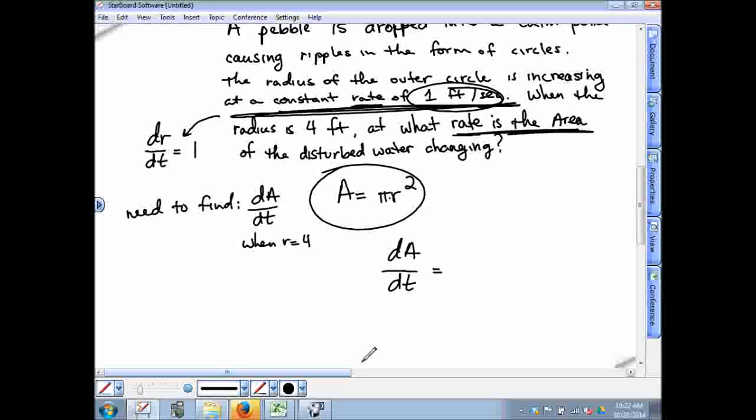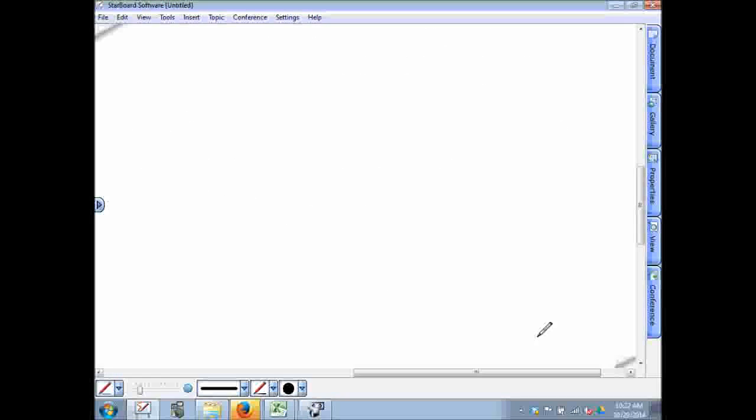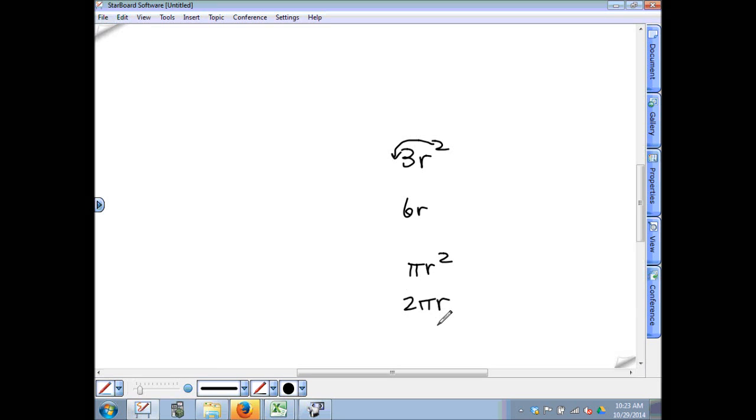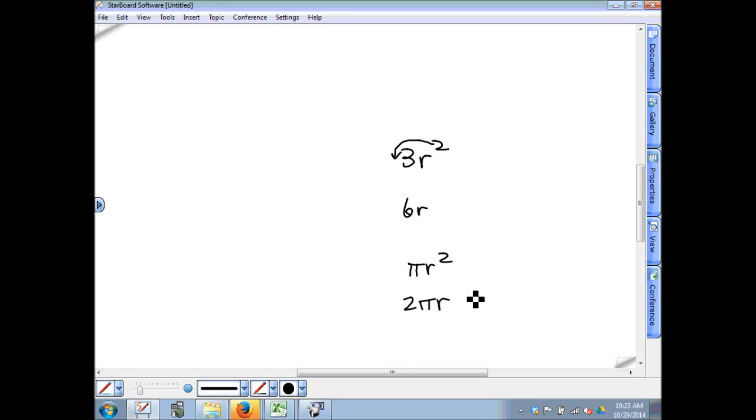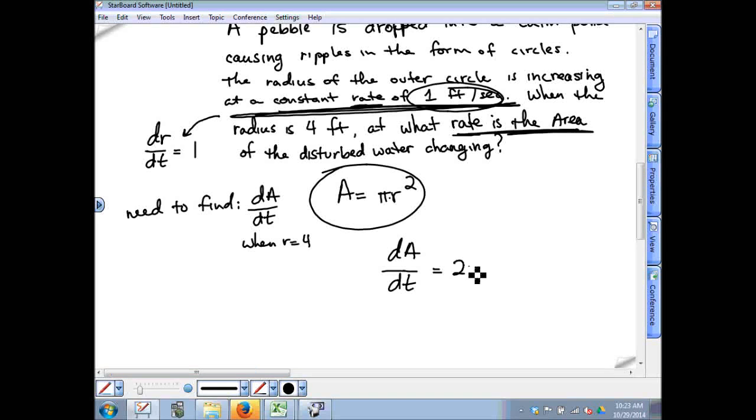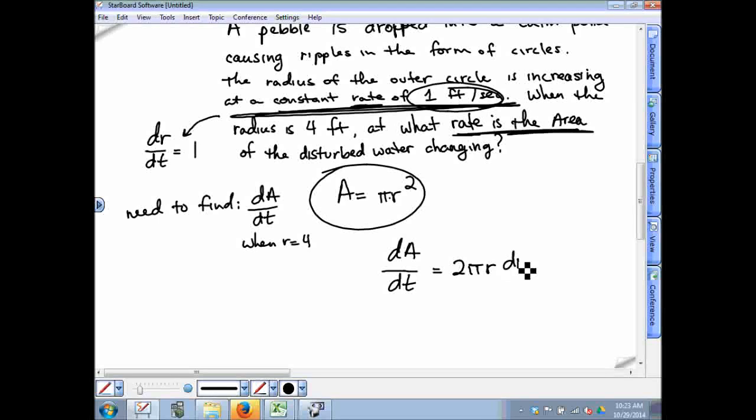Well, let me show you a different problem. Because that's like 2x. What if it were 3r squared? How would you find the derivative of that? You drop down the 2, but then it multiplies 3, so it's just 6r, right? So it's going to be 2 pi r. So what if it was pi r squared? It's just 2 pi r, with dr over dt, because it's implicit differentiation. Okay? So back over here we have 2 pi r dr dt.